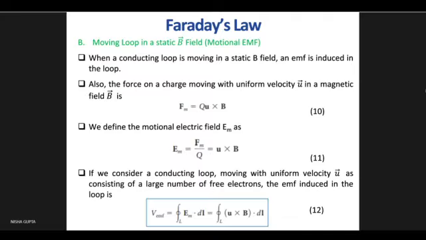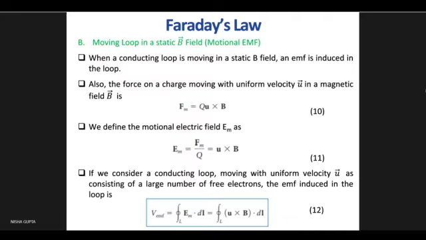Now if we consider a conducting loop moving with uniform velocity u, consisting of a large number of free electrons, the EMF induced in the loop will be V_EMF, which is the line integral of E_m dot dl. Now what is E_m? E_m is u cross B. So here we write u cross B dot dl, as in the previous case where we wrote E dot dl and on the right hand side we had del B by del t.